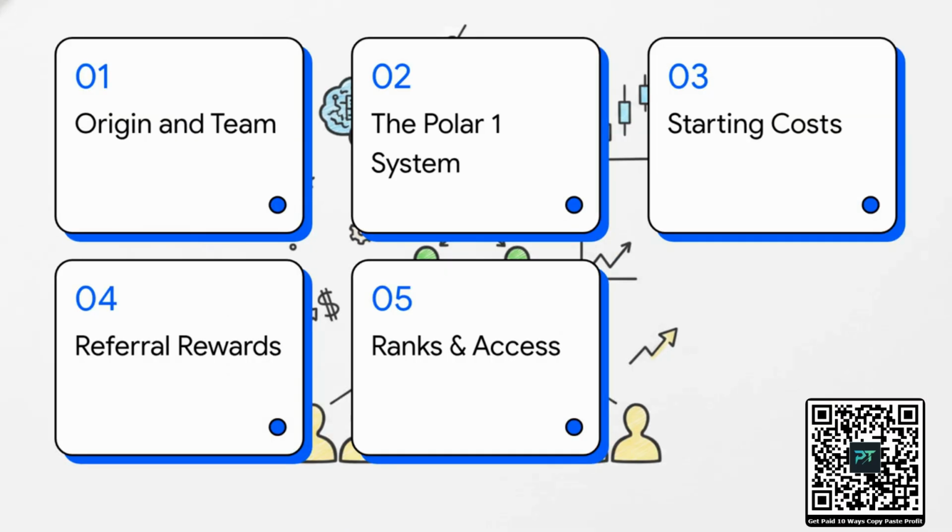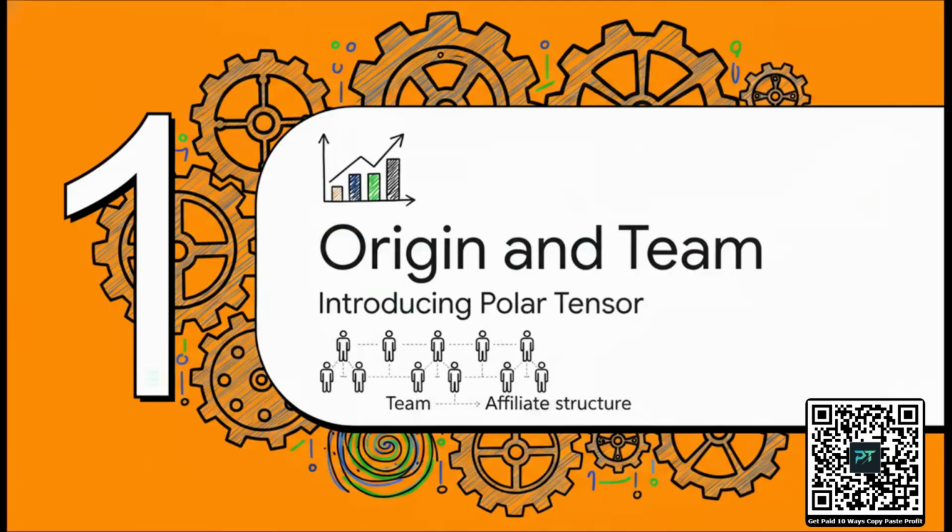model. Okay, here is our roadmap for today. 1. Introducing Polar Tensor. 2. The Polar One system. 3. Starting costs and fees. 4. The referral reward structure. And 5. Ranks, pools, and access. Let's jump right into Section 1, introducing Polar Tensor, the origin, and the team.